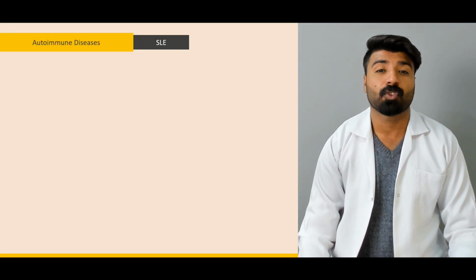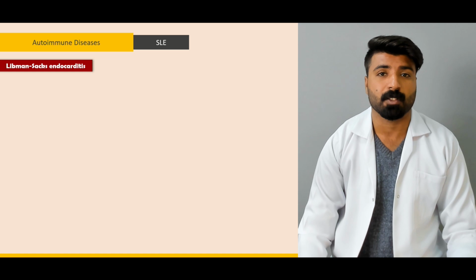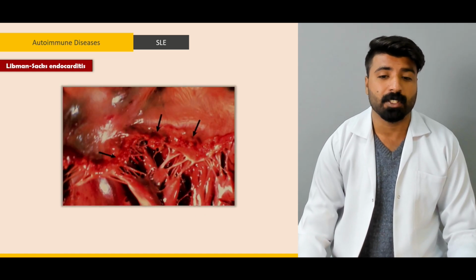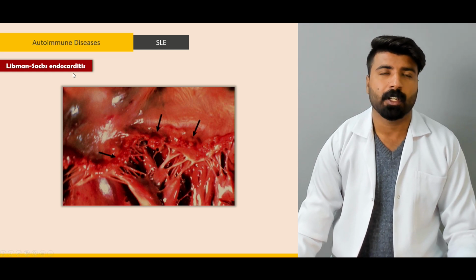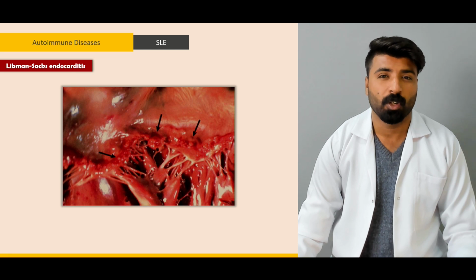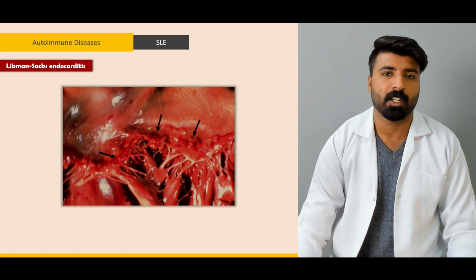Next on, we have autoimmune diseases and how they're attached to valvular diseases. First of all, we have SLE, systemic lupus erythematosus. This is an autoimmune disease which causes Libman-Sacks endocarditis. Now, you must be thinking endocarditis must be bacterial. No, it's the only endocarditis which is non-bacterial in its origin.